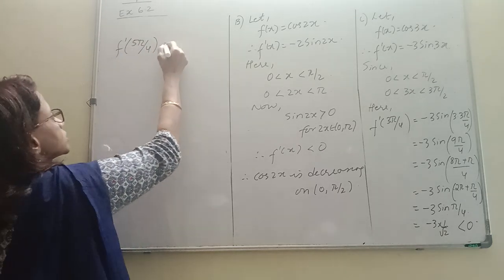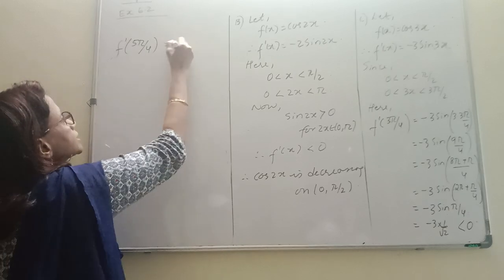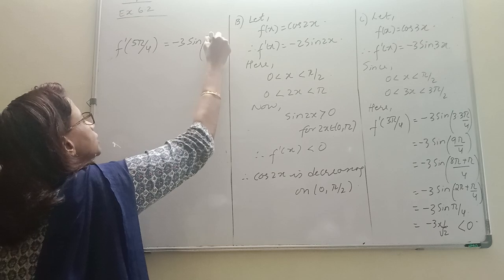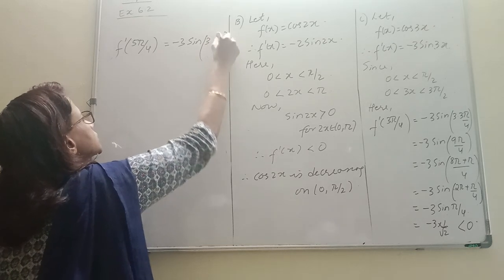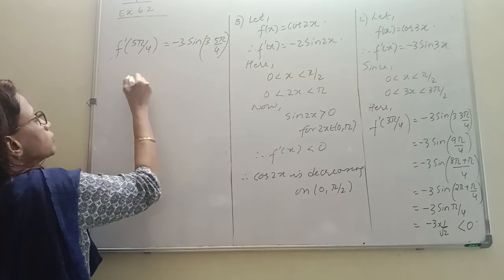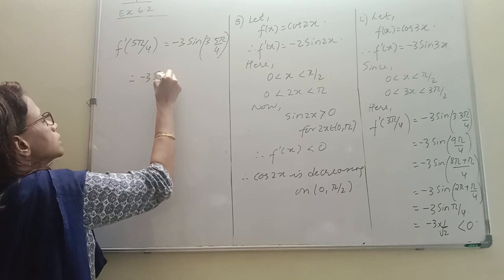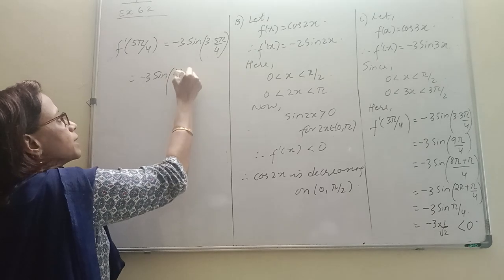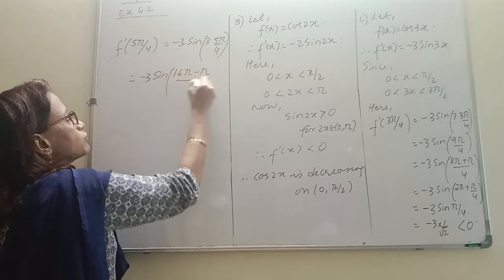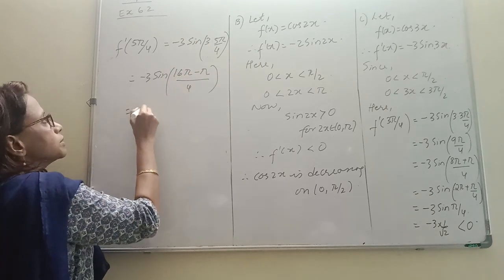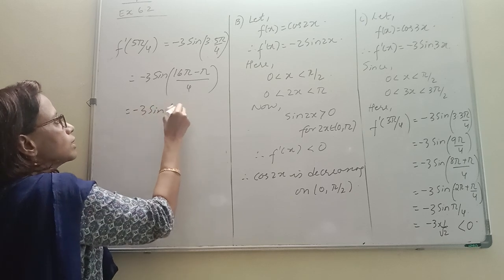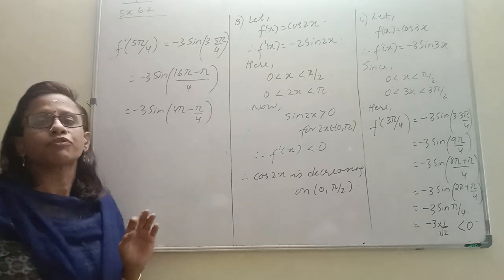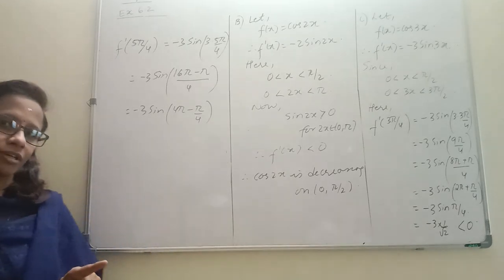So let's check how this comes. Minus 3 sine of 3 into 5 pi by 4, which is 15 pi by 4. So 15 pi by 4 means you can write it as 16 pi minus pi by 4, or rather, you could write it as 4 pi minus pi by 4. Now 4 pi minus pi by 4 means it lies in the fourth quadrant, right?